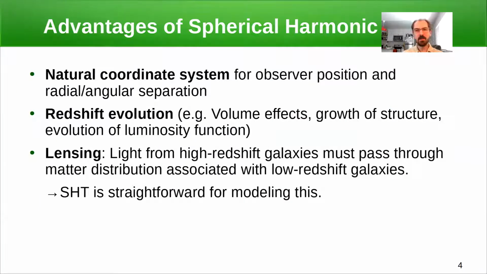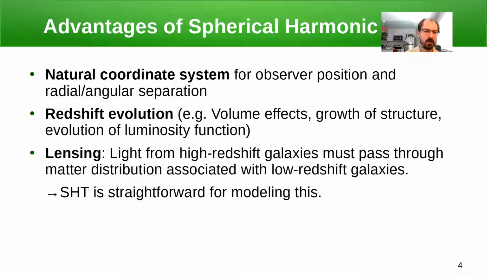Now, an advantage of doing this in spherical harmonic space is that it very naturally does the radial angular separation. And so any kind of observational effects that depend on either the radial or the angular coordinates are more easily and very naturally modeled. For example, redshift evolution due to, say, volume effects, the growth of structure over cosmic time, evolution of the luminosity function is very straightforward to model in spherical harmonic space.